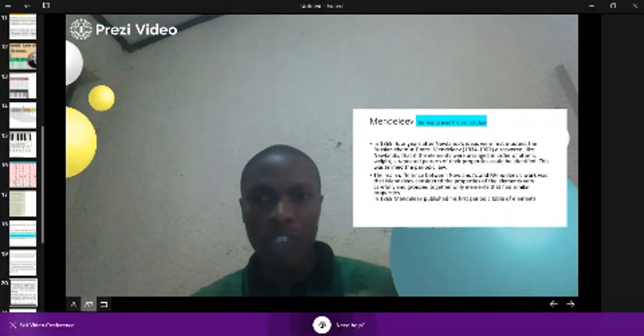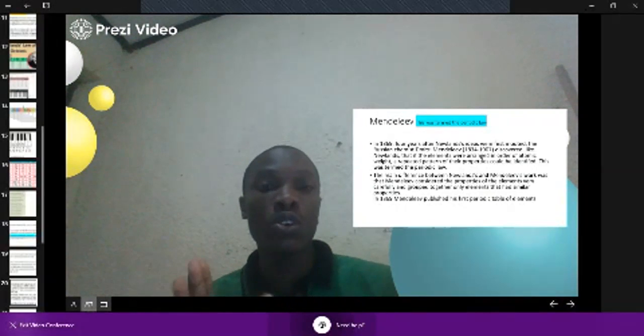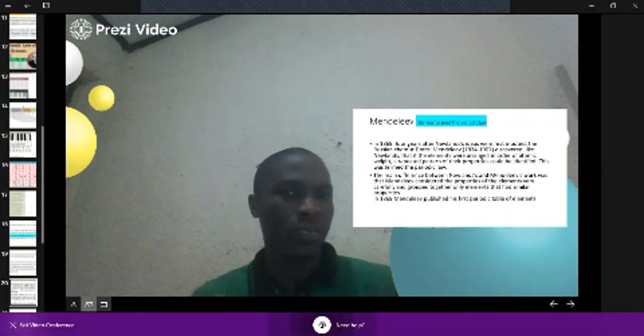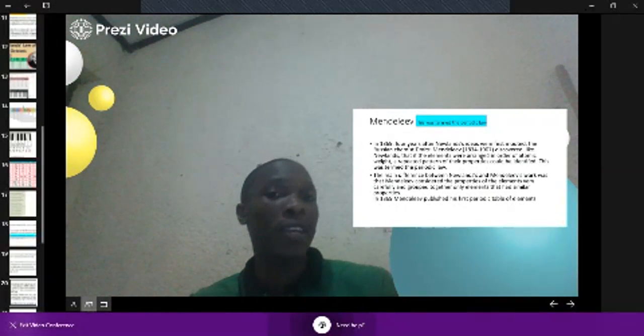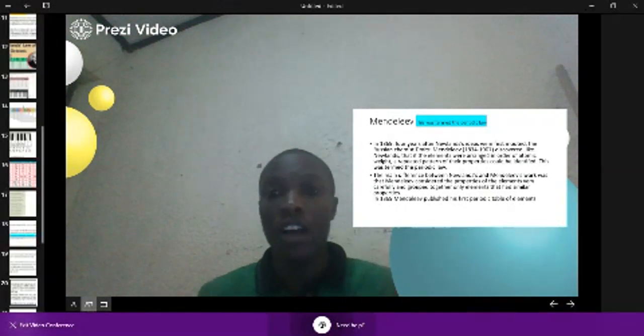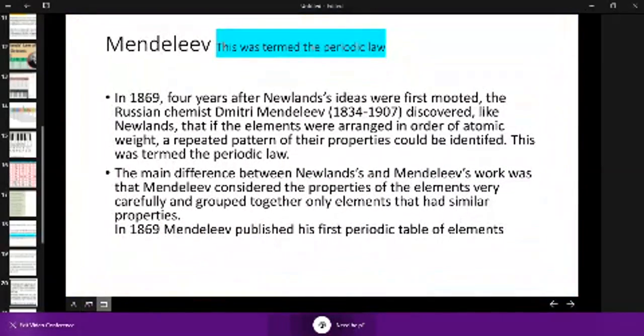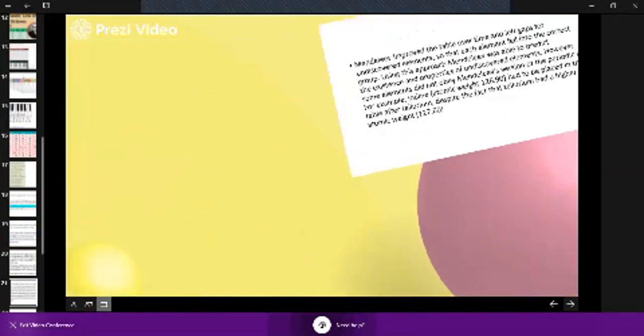So he tried to arrange elements, one, according to the atomic weight, and then also linking those different atoms with their properties. Because remember, those properties kept on repeating each other. So he came up with an idea and said, no, let me try. Yeah, so he tried his best. And what did he come up with? This is his work, which I want us to look at briefly.